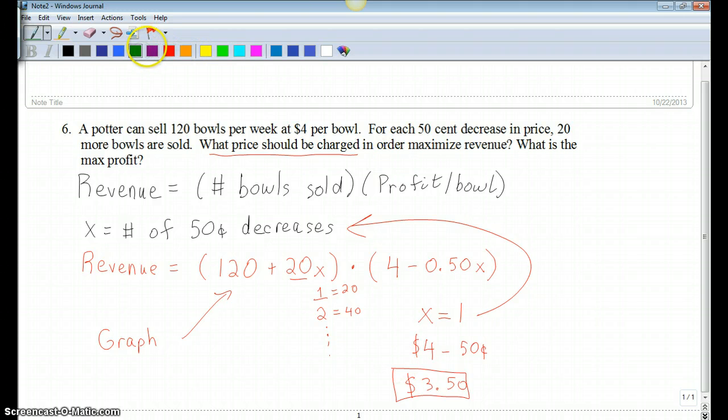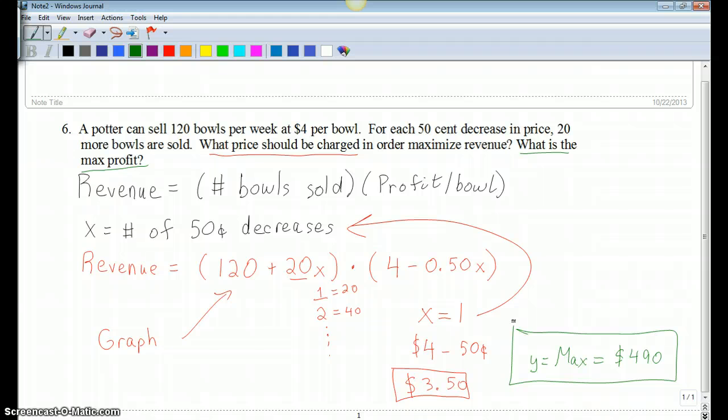Now, in order to maximize revenue, it says what is the maximum profit? Well, that was our y equals max profit, which is $490. So that is how you would solve a problem where you're given a revenue equation, and then you're either going to increase your sales or decrease your sales by a certain dollar amount.